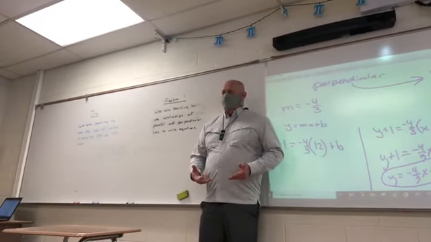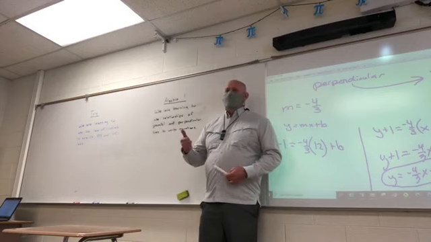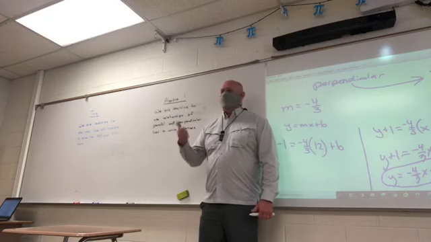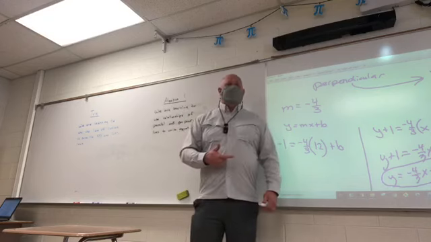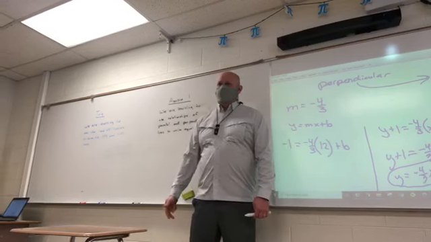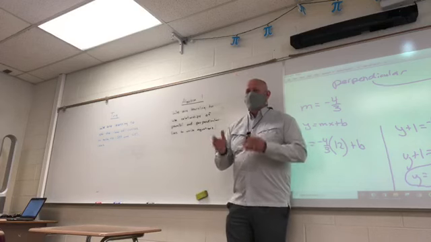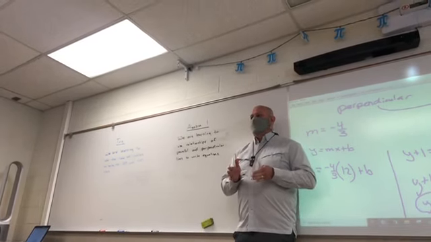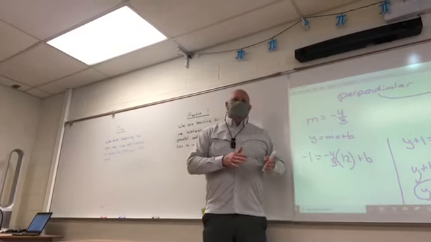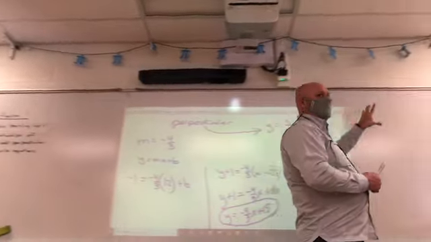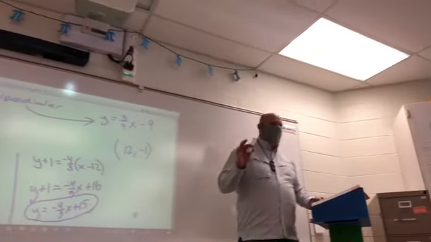Are we good with these? The two things you have to know. Parallel lines have what? Exact same slope. If the slope before was 4/3, then it's still 4/3. If it's negative 9/8, it's still negative 9/8. Parallel lines have exactly the same slope. Perpendicular lines have opposite reciprocal slopes. Okay? Are we good with these?